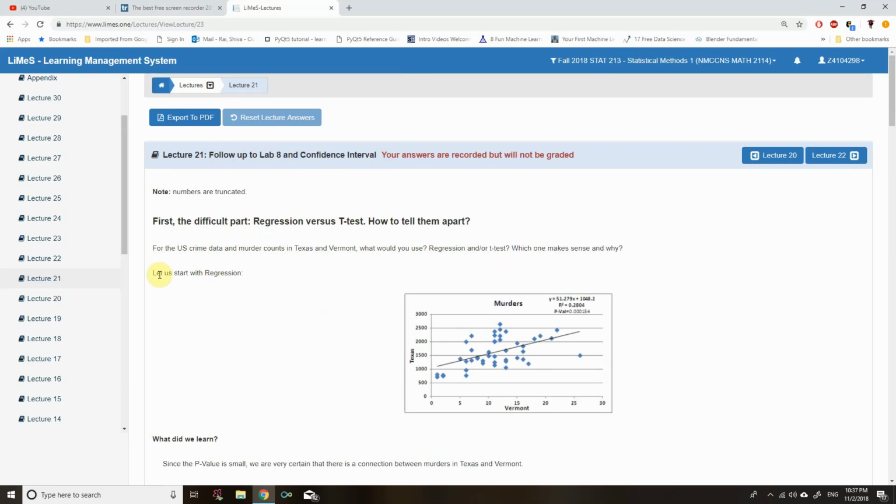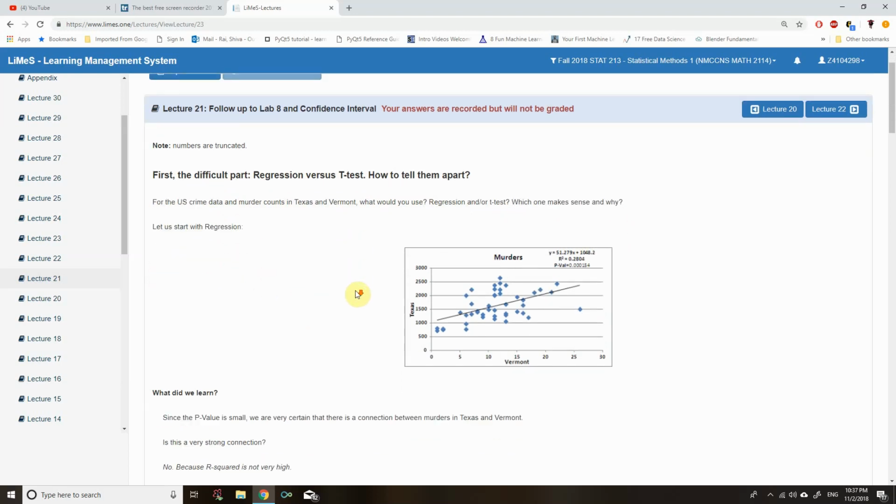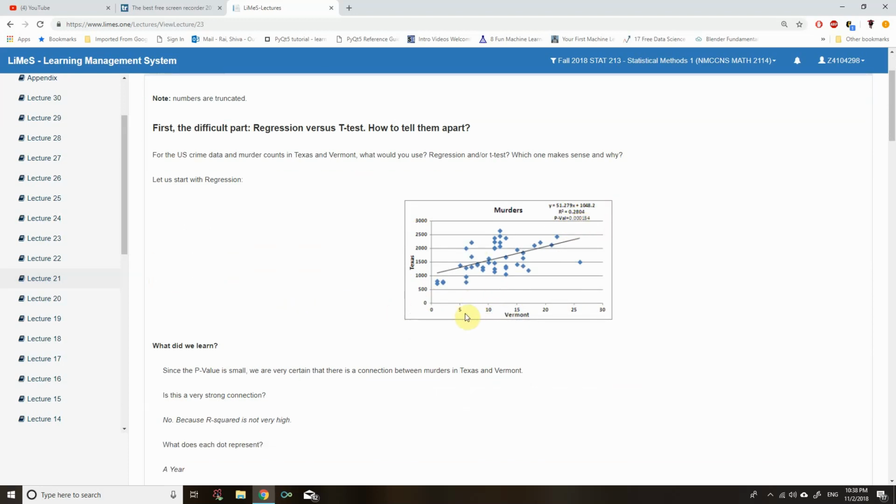Okay. Let us start with regression. So here we are using regression with Vermont on the x-axis and Texas on the y-axis, and the regression equation is given. R square is 0.28 and the p-value is 0.000154. So here it means that Vermont's murder count might help us to predict the murder count in Texas. That's what the p-value says.